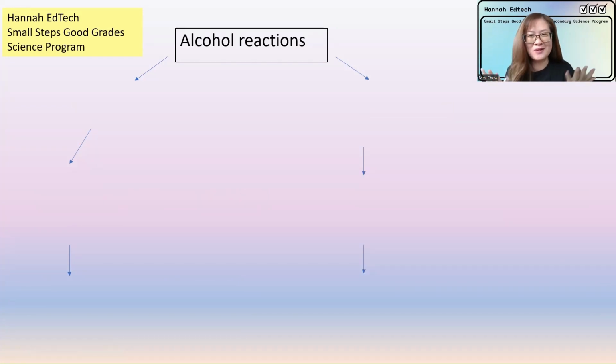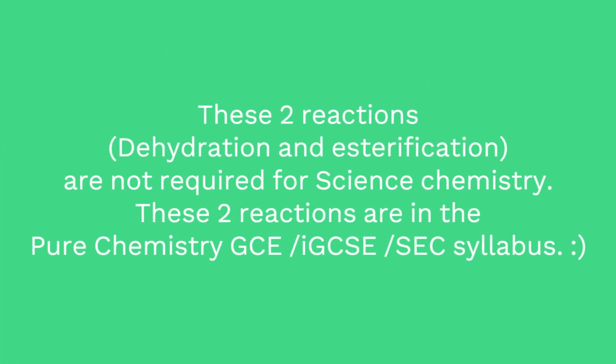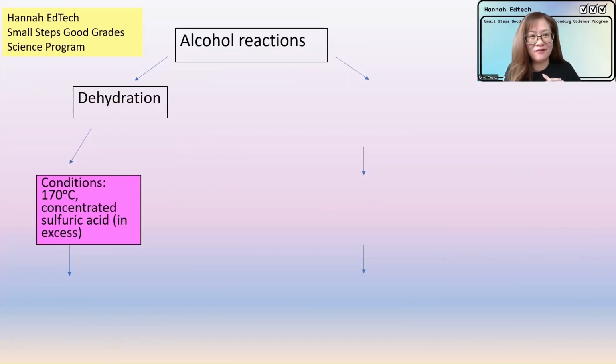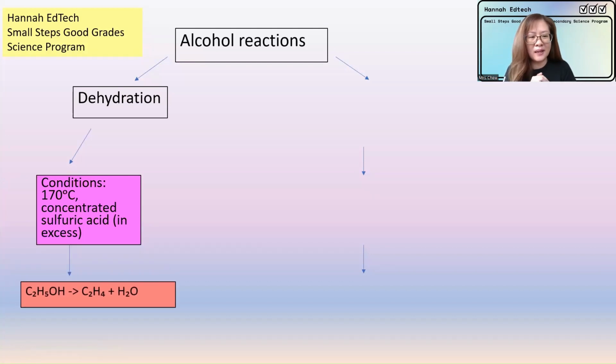For our pure chemistry students, we have 2 more alcohol reactions to study, which is dehydration. And let's go through dehydration first. The conditions needed are 170 degrees Celsius, and we use concentrated sulfuric acid in excess. All right. So dehydration is the opposite of hydration of ethene or hydration of alkene. So what will we get? An example is you use ethanol, you dehydrate it, we will get ethene plus water.